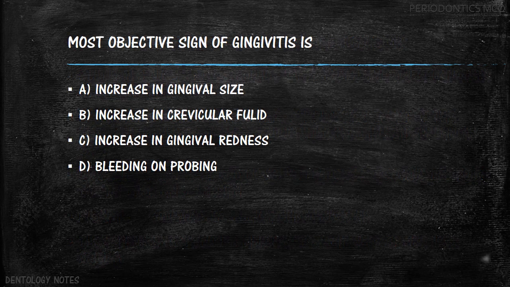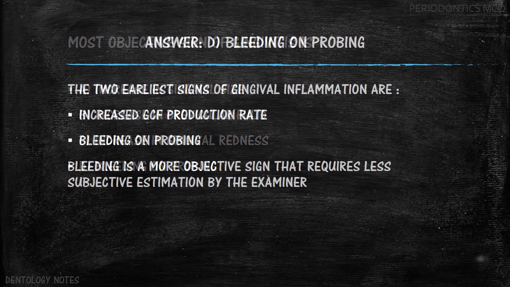Most objective sign of gingivitis is: A. Increase in gingival size. B. Increase in crevicular fluid. C. Increase in gingival redness. D. Bleeding on probing. Answer: D. Bleeding on probing. The two earliest signs of gingival inflammation are increased GCF production rate and bleeding on probing. Bleeding is a more objective sign that requires less subjective estimation by the examiner.